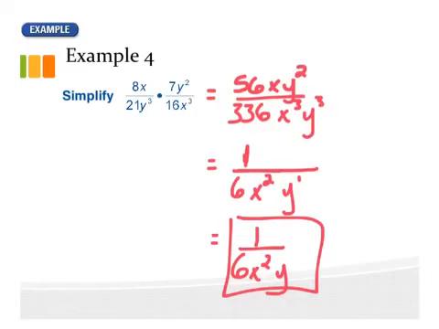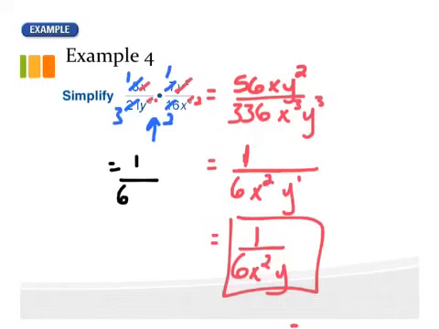Now, you could have reduced beforehand, and this is usually what I do actually. You could have reduced the 8 and the 16 to 1 over 2, and the 7 and the 21 to 1 over 3. And then for the x's, this 1 x in the numerator will cancel with one of those, so that's going to become an exponent of 2. And then those 2 y's in the numerator will cancel with 2 of those, so it's going to become a 1. It's supposed to be a 1, looks like a dot. And then when you multiply across the top, you just have 1's in the top. And in the denominator, you've got the 3 and the 2 for your coefficients, so that makes 6. And then the y to the first and the x squared, so there's your x squared y.